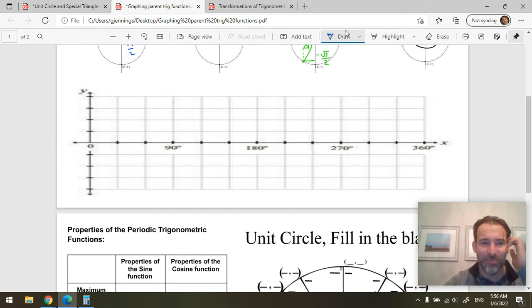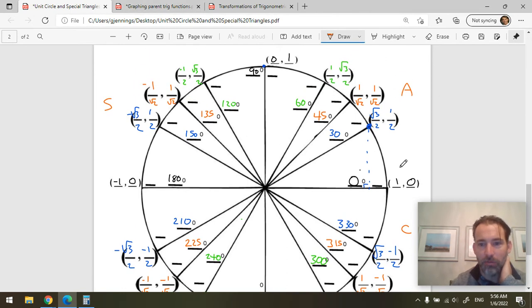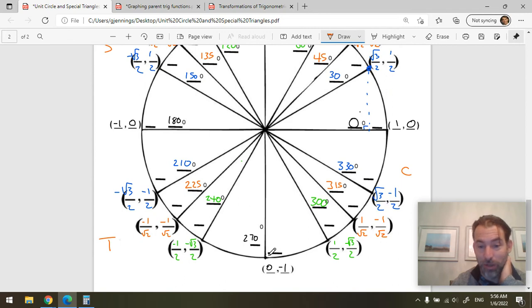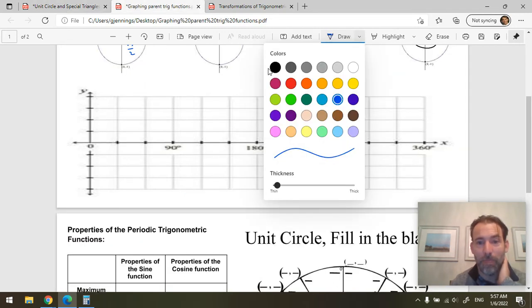All right, so cosine, 0. Well, let's put on all of our black marks this time. So we have cosine starts at 1 at 0, goes down to 0, goes down to -1 at 180, and then is back to 0 at 270. Okay, so let's put on those. We'll use black.